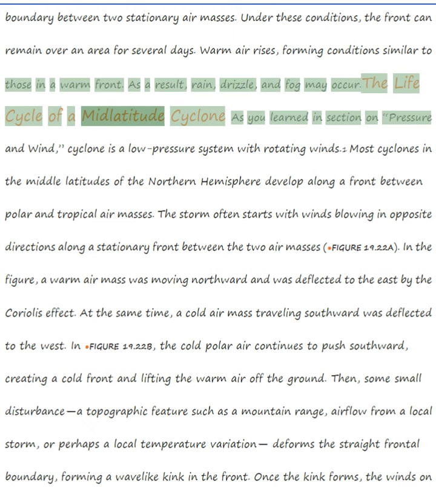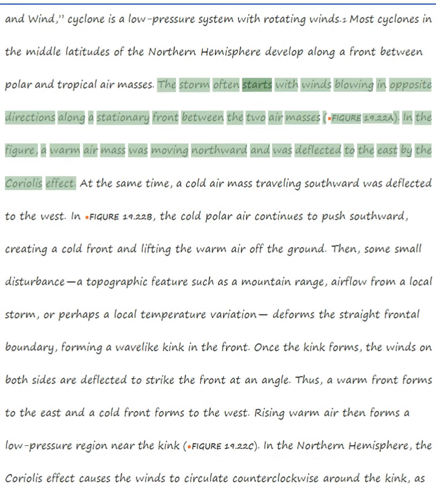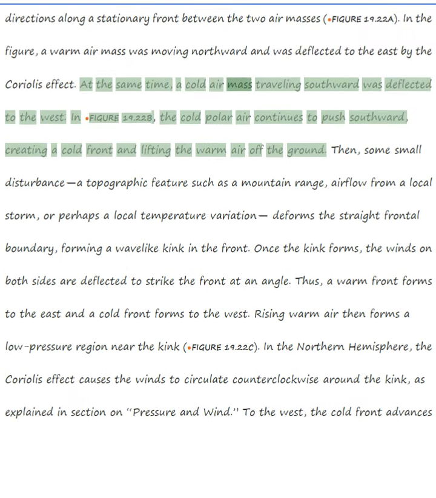The life cycle of a mid-latitude cyclone, as you learned in the section on pressure and wind. A cyclone is a low-pressure system with rotating winds. Most cyclones in the middle latitudes of the northern hemisphere develop along a front between polar and tropical air masses. The storm often starts with winds blowing in opposite directions along a stationary front between the two air masses. In the figure, a warm air mass was moving northward and was deflected to the east by the Coriolis effect. At the same time, a cold air mass traveling southward was deflected to the west.